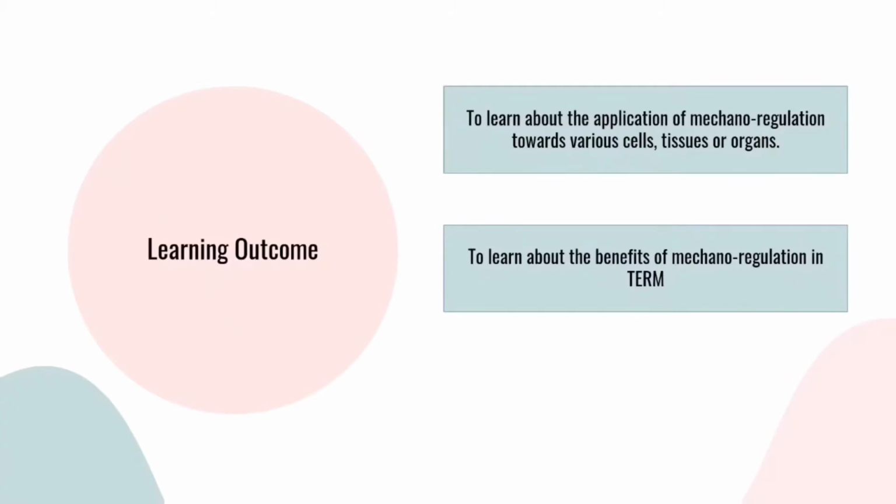What is the learning outcome of this topic? The learning outcome of this topic is to learn about the applications of mechanical regulation towards various cells, tissues or organs, and to learn about the benefits of mechanical regulations in tissue engineering and regenerative medicine.